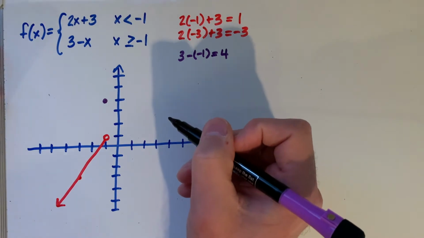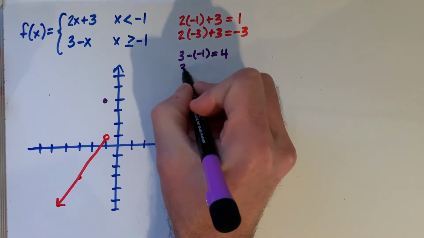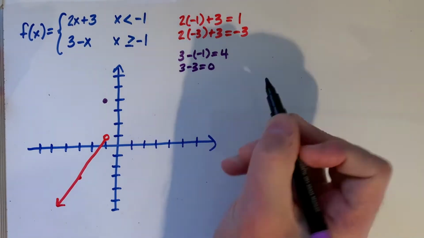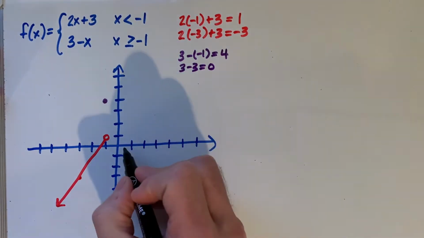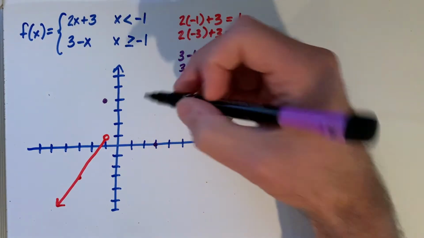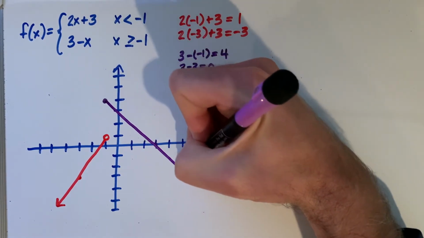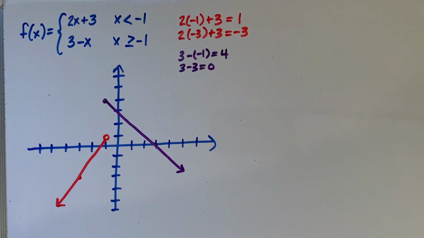And I'm going to pick another point along here. Let's go with 3. 3 would be really easy to choose. I go 3 minus 3 and get 0. So when x is equal to 3, we're at 0. And again, we have a linear function, so I'm going to draw the straight line that goes through those 2 points.